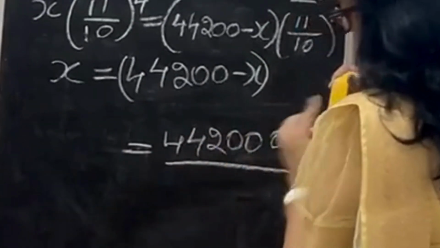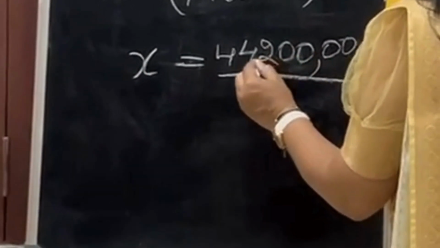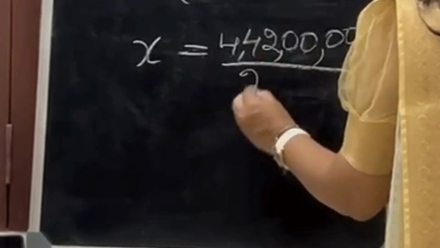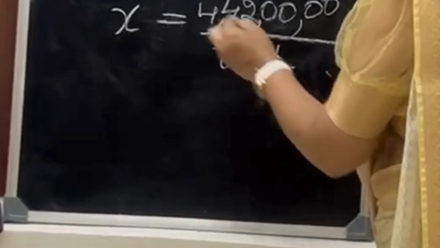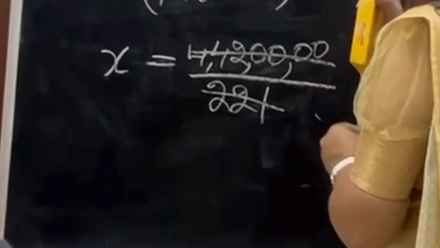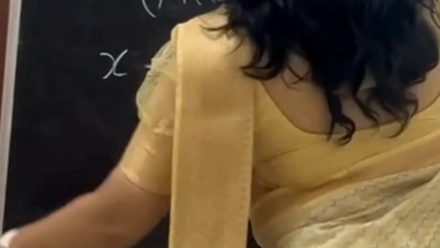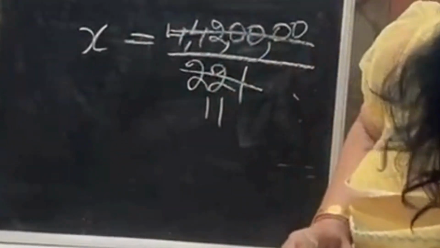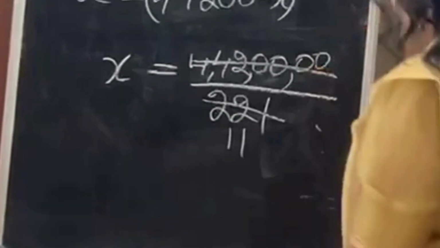So what will I do? I'll take 221 to the other side. So x equals 4,42,000 by 221. Now I have to divide this. When I divide this, what will be the answer? 221, I think it goes with 11. Okay, once again, it will be 20,000. I'm not wrong. One second, let me check. Is it 20,000? Yes, it is 20,000.